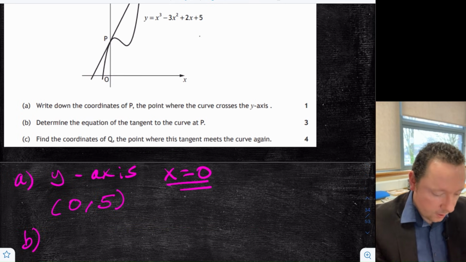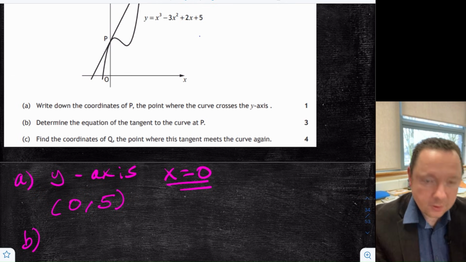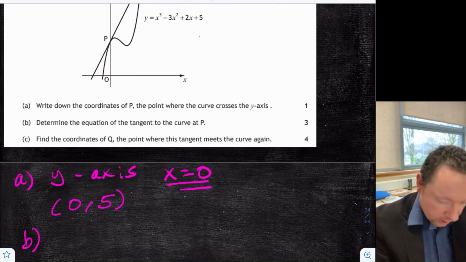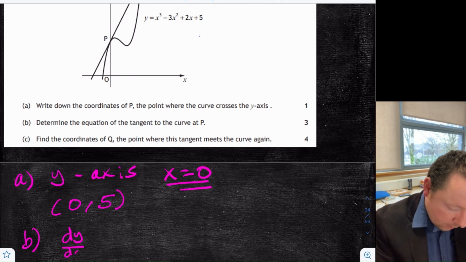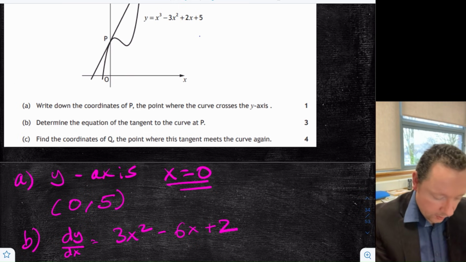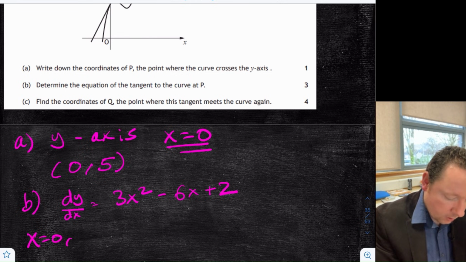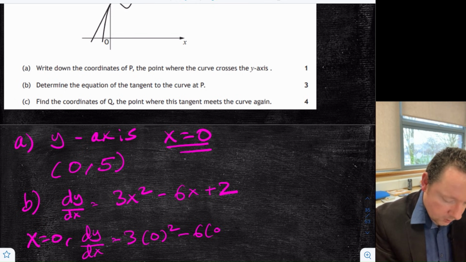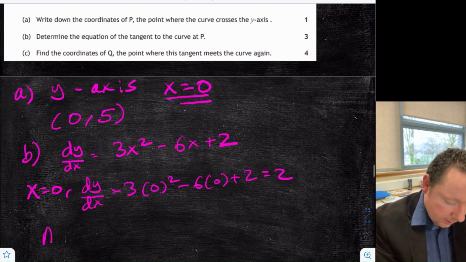Part B, determine the equation of the tangent to the curve at P. The equation of a tangent, I can find the gradient by differentiation. So dy by dx is equal to 3x squared minus 6x plus 2. And at the point P we already know x equals 0, y equals 5. So when x equals 0, dy by dx equals 3 times 0 squared minus 6 times 0 plus 2, which is 2. So our gradient equals 2, and our point P, remember, is 0, 5.